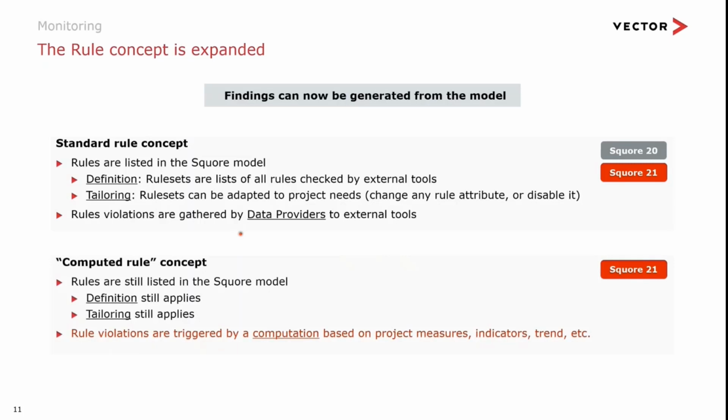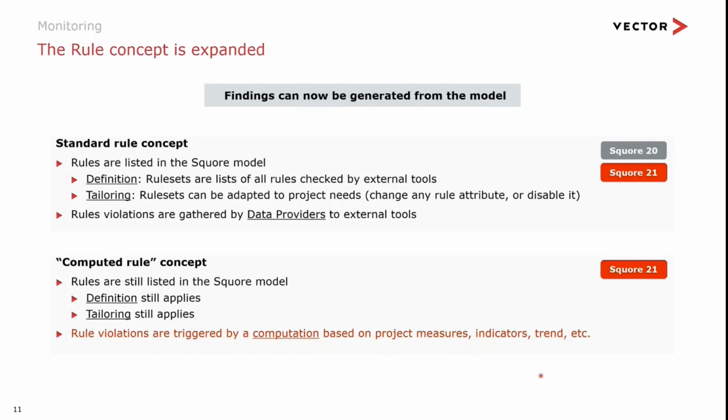Now, we have this computed rule concept from Squore 21. What didn't change is that these rules still are defined in the Squore model, so they are part of the definition, in the rule set, and they can be tailored as well. The new thing is that these rules don't come from the outside. They are computed by Squore, by the Squore model. And this computation can be based on anything accessible in Squore, meaning the artifacts, the measures, the indicators, everything can trigger these rule violations.